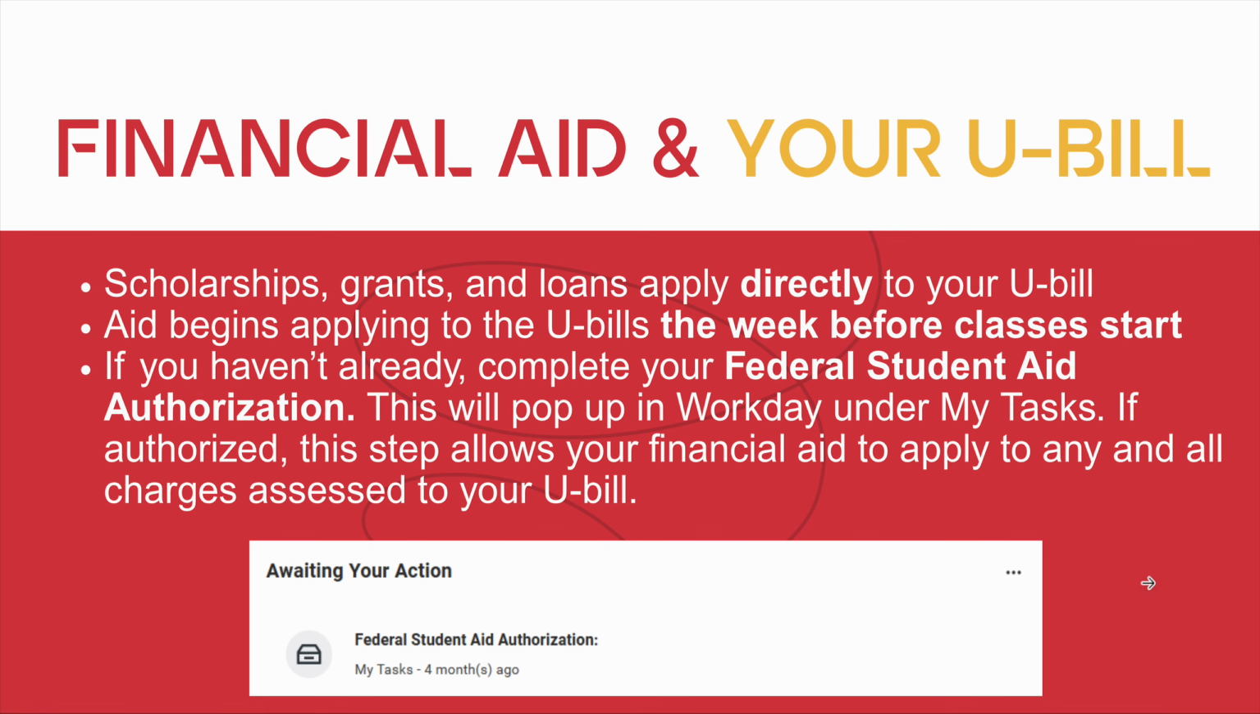And lastly, some financial aid reminders. Scholarships, grants, and loans apply directly to your U-bill. Aid begins applying to the U-bills the week before classes start. If you haven't already, complete your federal student aid authorization. This will pop up in Workday under My Tasks. If authorized, this step allows your financial aid to apply to any and all charges assessed to your U-bill.